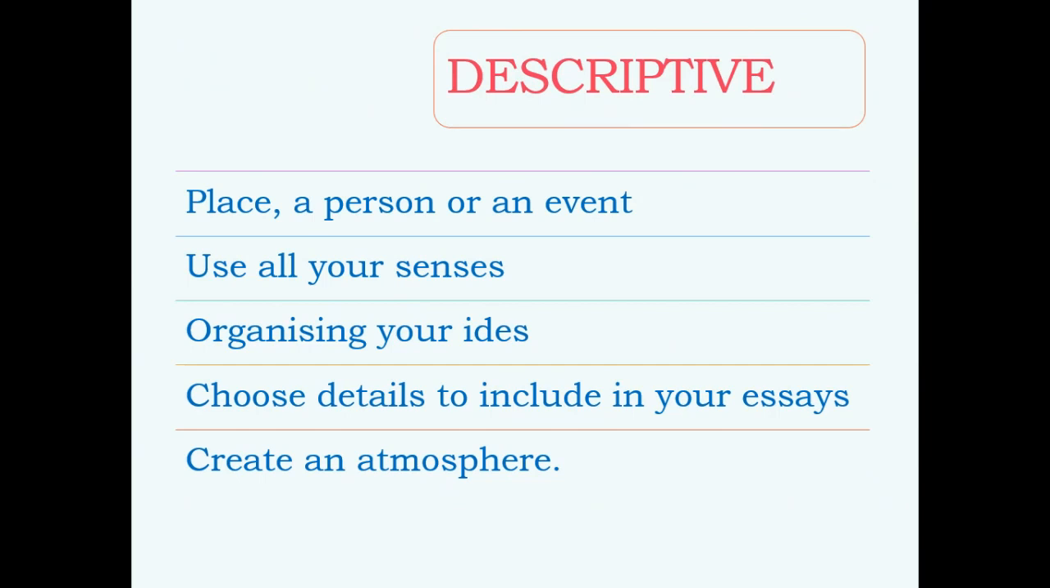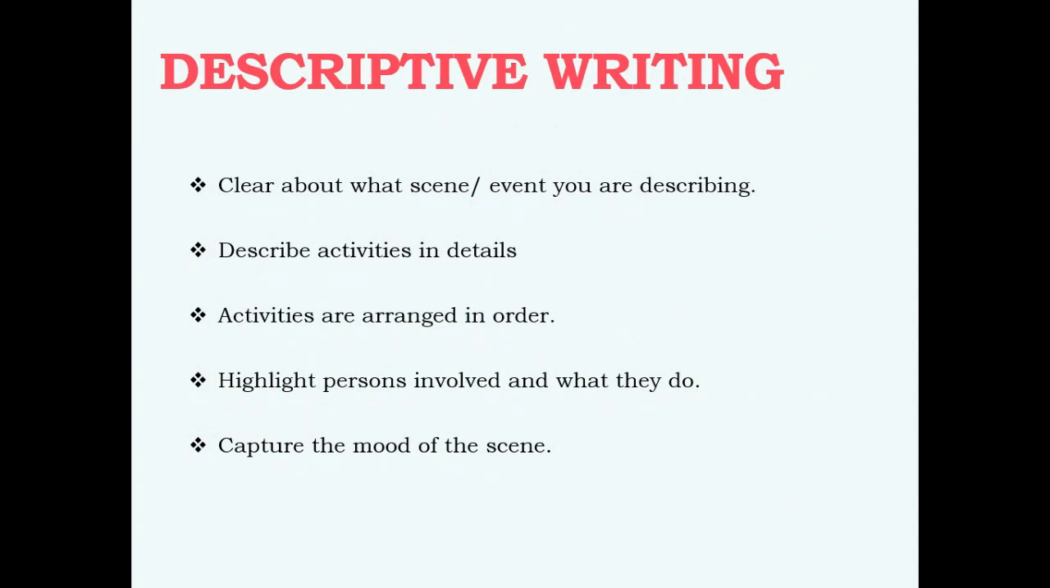Be clear what you're describing, okay? Mention the special features, why the person is outstanding, for example. If the person is still alive, like Barack Obama, for example, he's still alive, just use present tense in terms of the current situation that he is doing, all right? So, as I said, be clear about what scenes or events you're describing. Describe activities in detail. Activities are arranged in order, highlight persons involved and what they do, capture the mood of the scene, all right?